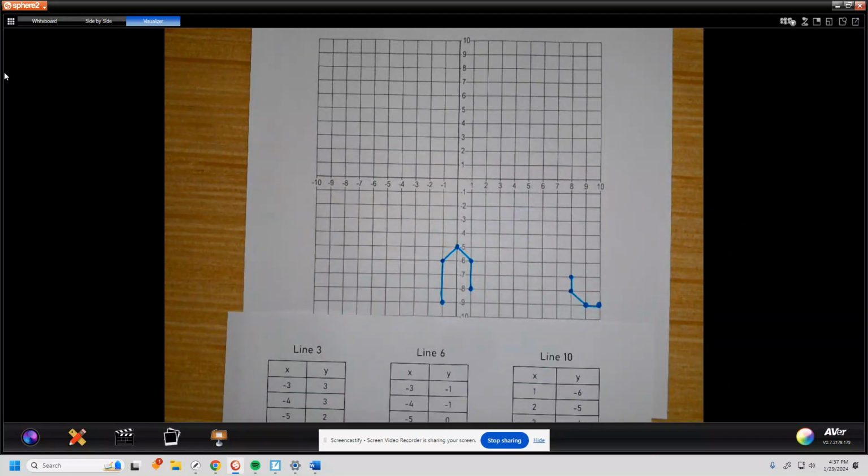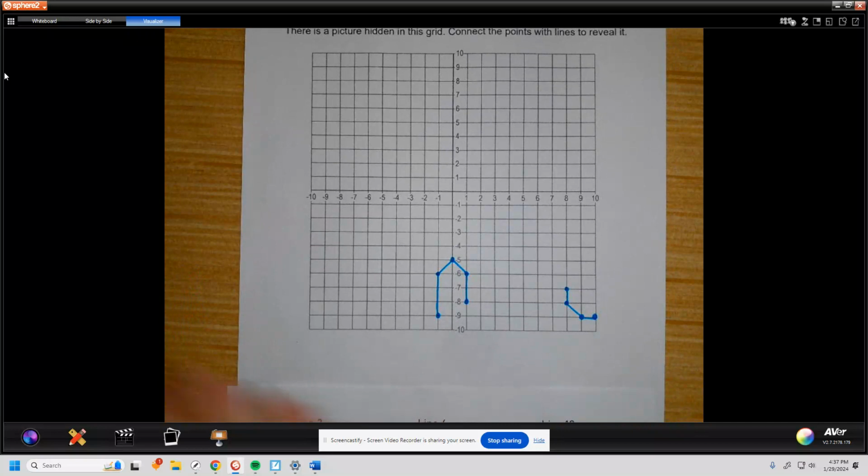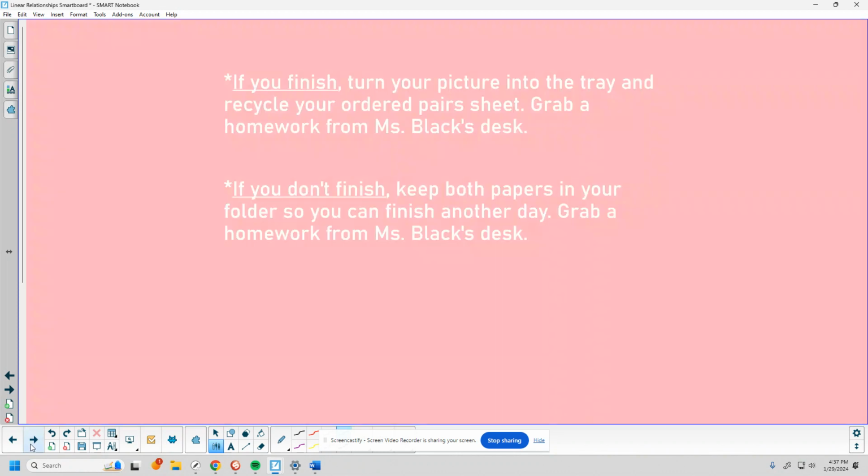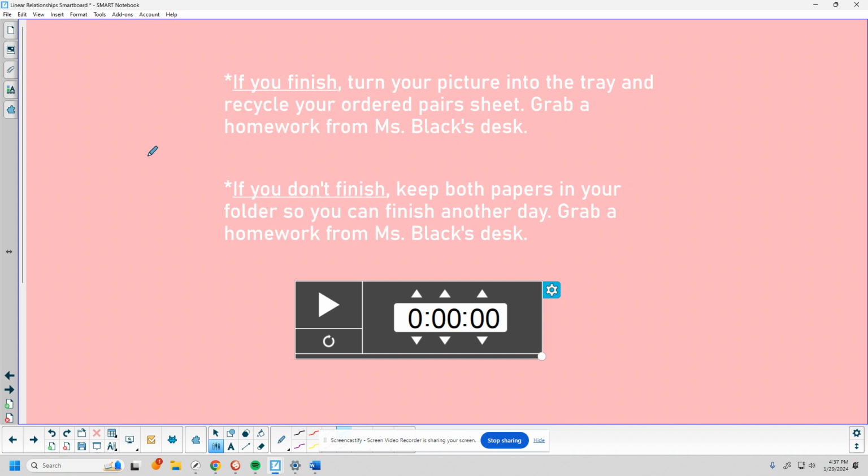You are probably not going to finish this in class, but if you do finish it, then I'm going to have you turn your picture into the tray, and you can just recycle the sheet with all the numbers on it. Just turn your picture in the tray with your name on it. If you don't finish, keep both papers in your folder, and I'll give you time to finish another day. And then make sure before you leave, you grab a homework. I will have the teacher make sure to give you a homework.